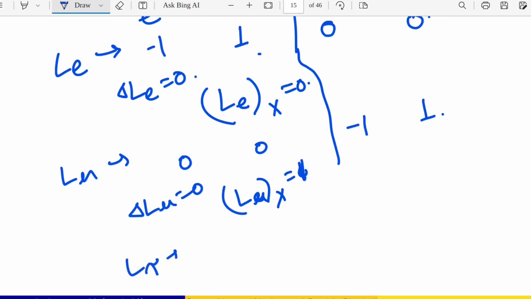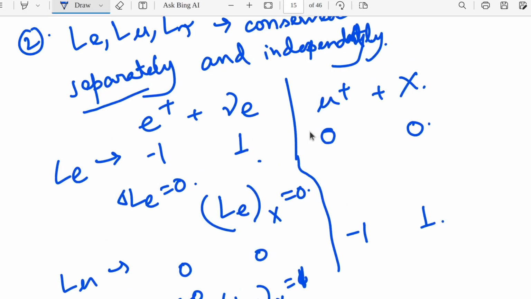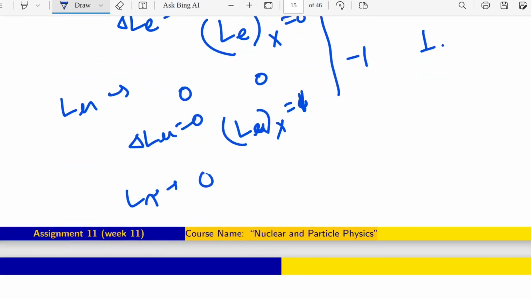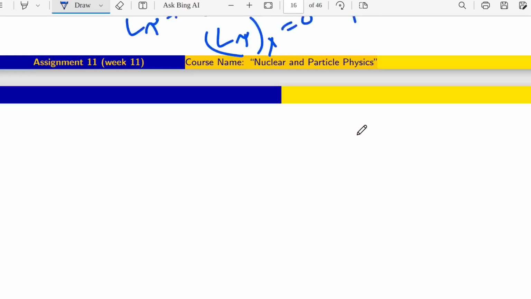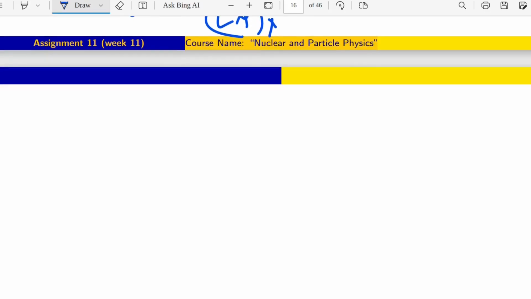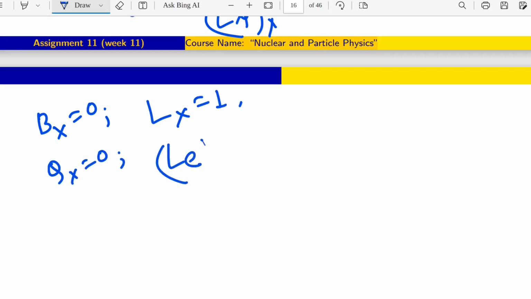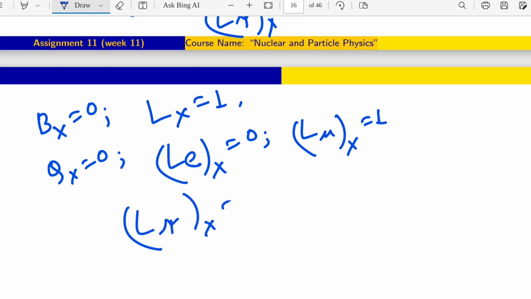Now coming to L tau. L tau means you can see here that E plus, mu E, mu plus, these three are not tau. So that means all the things will be 0. As these are 0, that means this one will also be 0. So L tau of x will be 0. Now we have so many quantum charges of x. B of x is 0, L of x is 1, Q of x is 0, Le of x is 0, L mu of x is 1, L tau of x is 0.